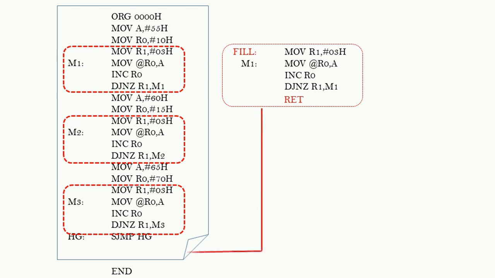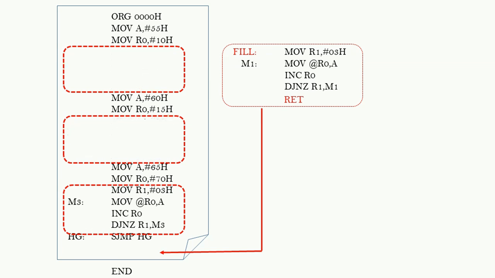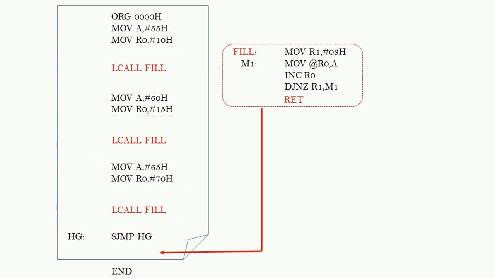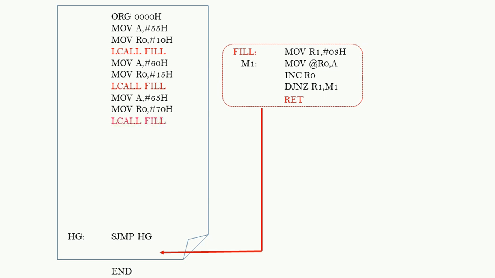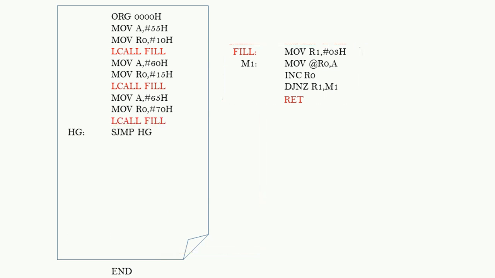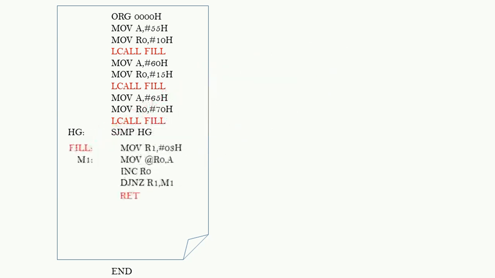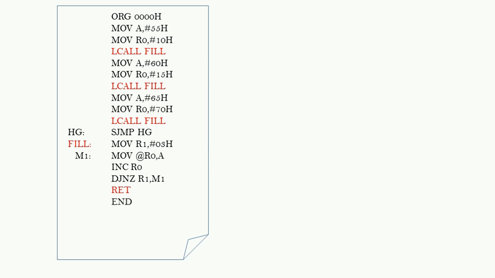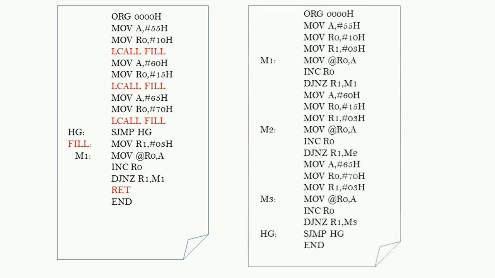Place the subroutine towards the end of the program. Remove all these repeated codes. Replace them with a subroutine call instruction. This is the final program which uses subroutine. Compare this program with the original.